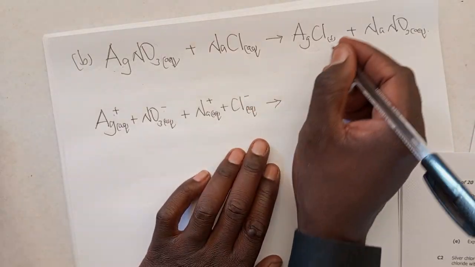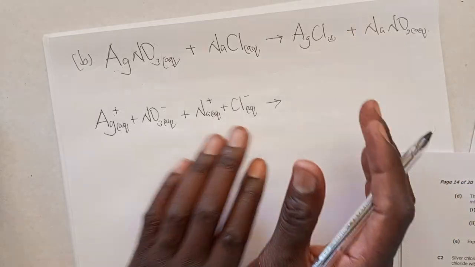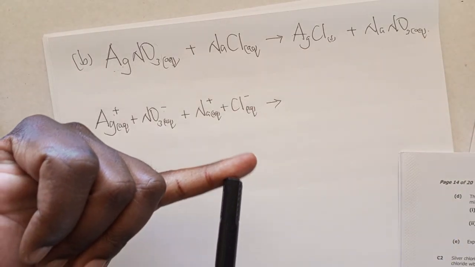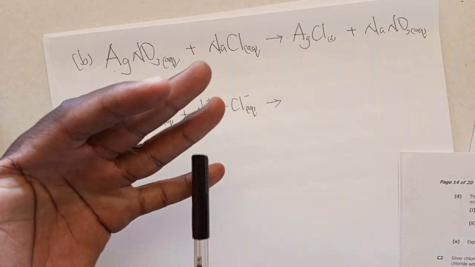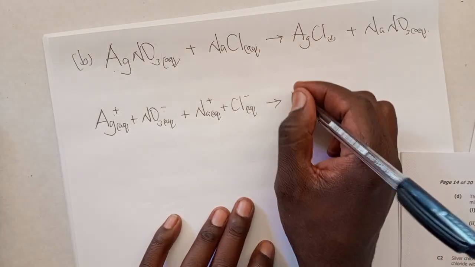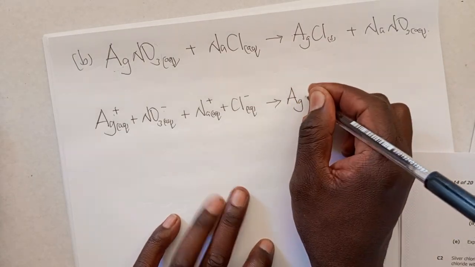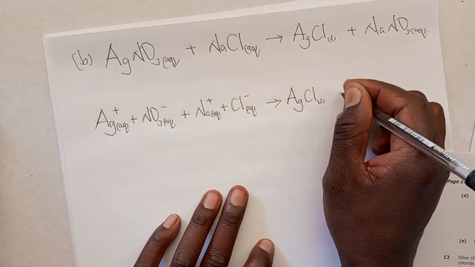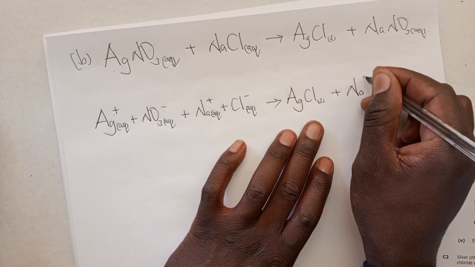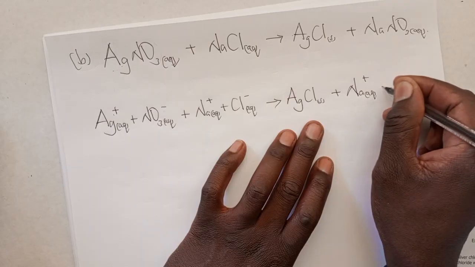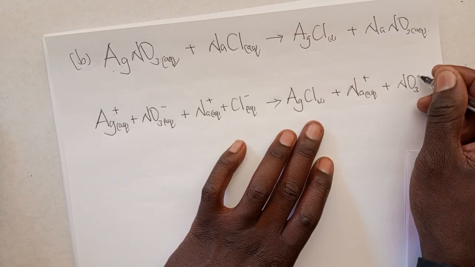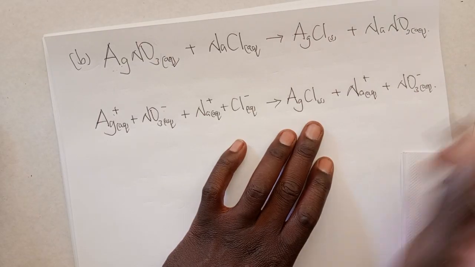This leads us to having, can we separate this? No, because the rules state that when you're writing ionic equations, you separate only those that are aqueous. The rest, in gas, solid, or liquid, remain the same. So we can't separate these ions, we leave them as a compound in solid state. Plus the sodium ion, plus the nitrate ion, which in this case has a negative charge.